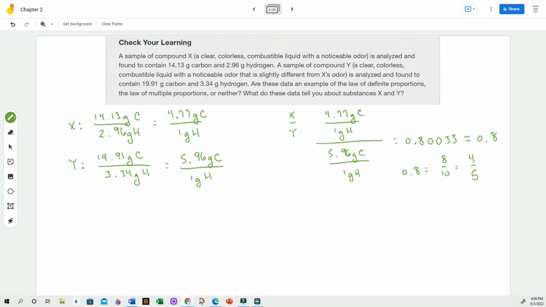And just like we did on the previous problem, although I won't work through all the math of it, you can also compare grams of hydrogen over grams of carbon. You will get the same thing, except instead of 4/5 here, you will get 5 over 4, but it will still support the law of multiple proportions.